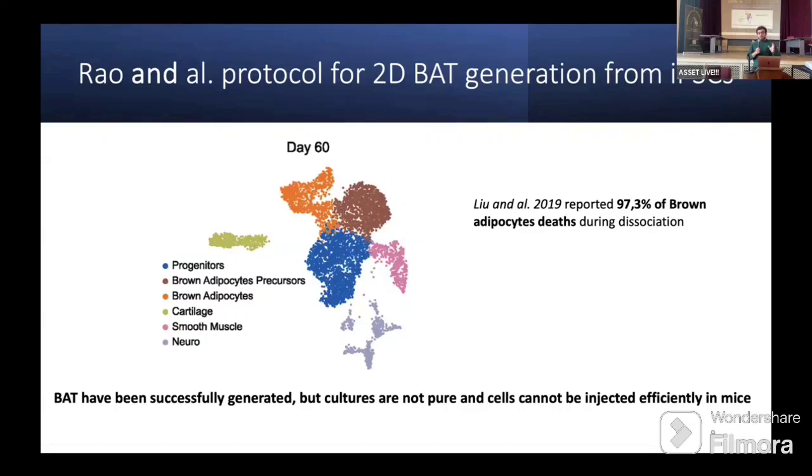So outside of the fact that the cultures are not clearly pure, the main limitation of this for cell therapy purposes is that, according to Liu et al., a paper published in 2019, brown adipocytes are extremely weak structures. So when we dissociate them to engraft them, we have more than 97% death in the first week, let alone the 3% that will barely survive. And in my lab, we tried these experiments and we concluded the same thing, that the brown adipocytes are very weak. When we dissociate them and inject them into mice, the cells die. And after about a month, we cannot find any human cells.